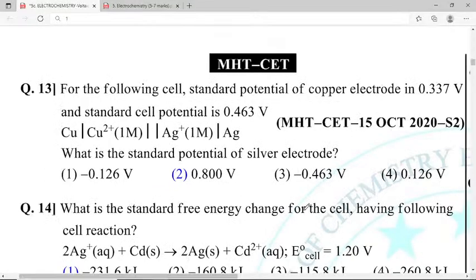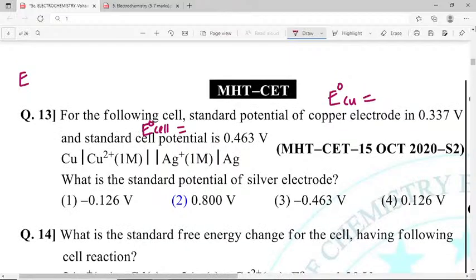Next question. For the following cell, the standard potential of the copper electrode, so this is E naught copper. Standard potential is cell potential. So E naught cell is equal to, okay, what is the standard potential of the silver electrode? So how to calculate? E naught cell is equal to E naught cathode minus E naught anode. What is the cathode?